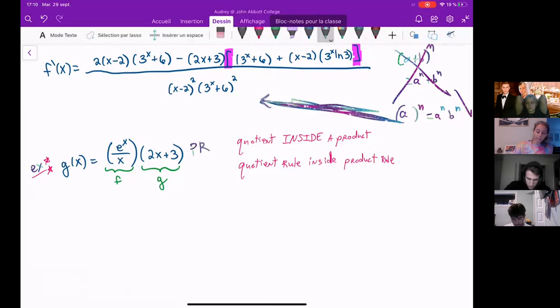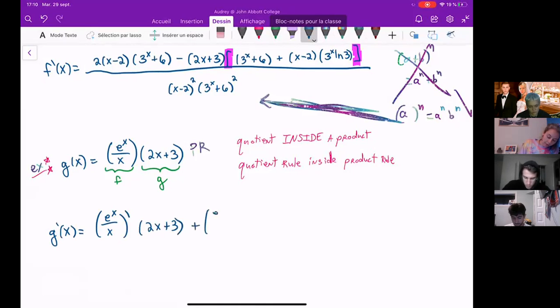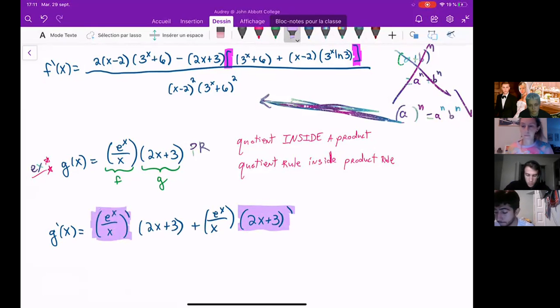And I am just going to immediately stick it into the formula for the product rule, which tells me the derivative of the first times the second plus the first times the derivative of the second. And now the derivatives that I still have are that 2x plus 3 prime and the e to the x over x prime. And as we noticed in the beginning, when I have my f prime there, it turns out I'm going to need a quotient rule. So that's my f, and that's my g.